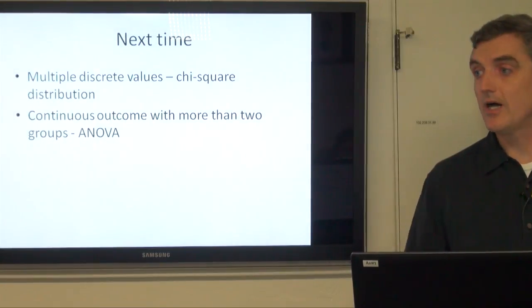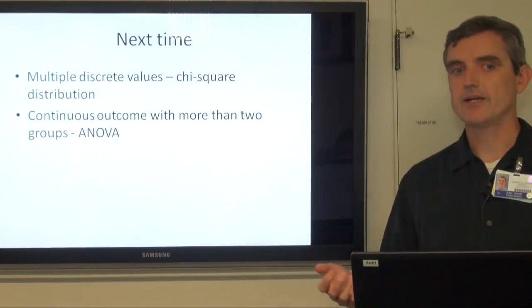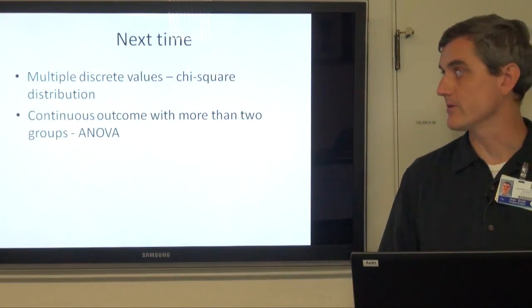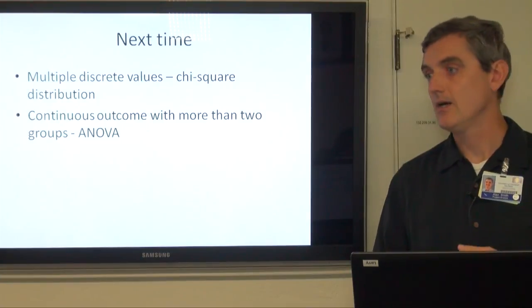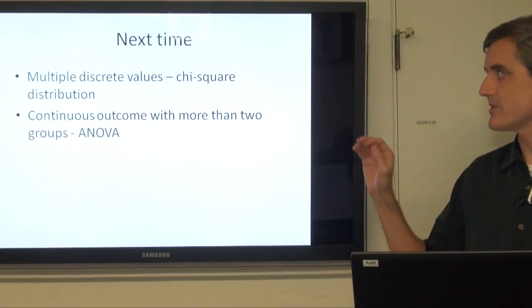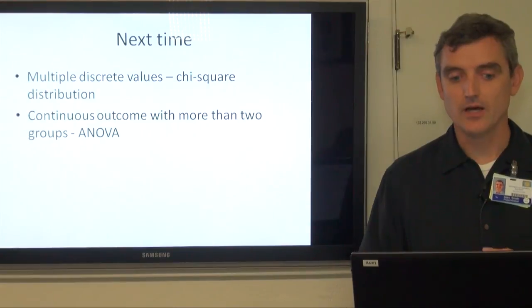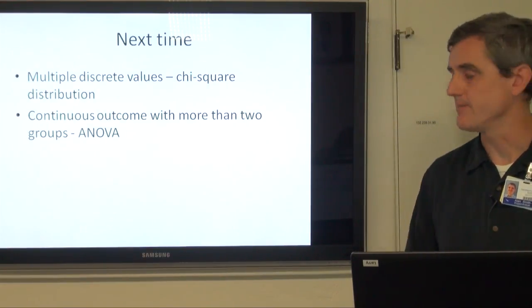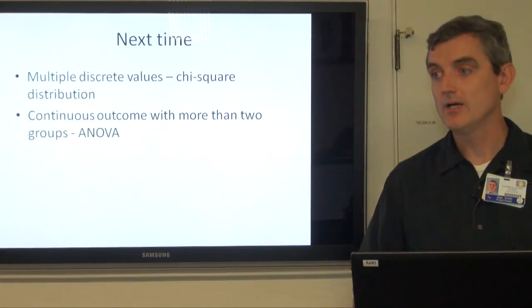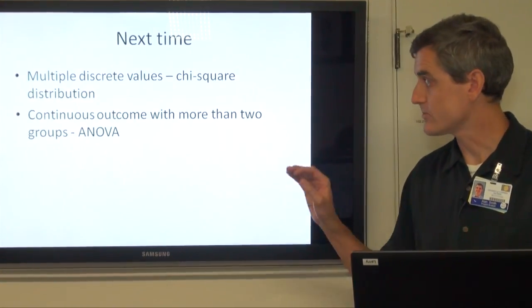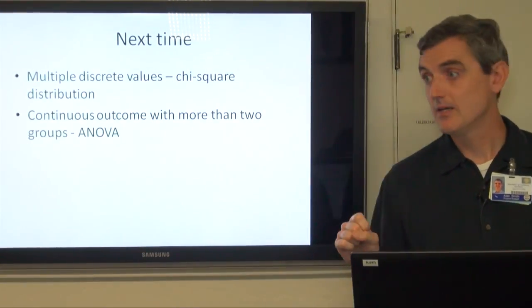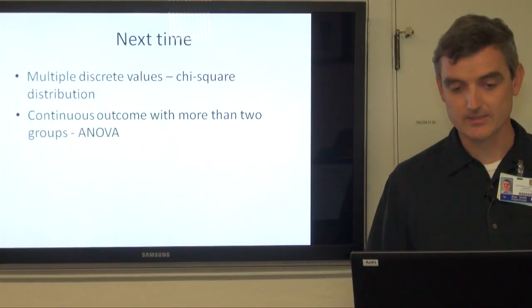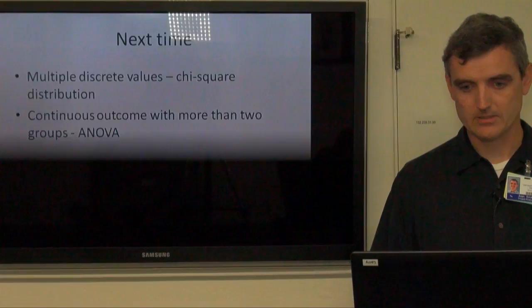And next time, we're going to go into kind of the next step where we have more than two groups or more than two discrete values. So multiple discrete values is where we're going to be using the chi-square distribution. And if we're going to evaluate a continuous outcome with 3 or more groups, that's when we're going to use analysis of variance. And that's where just kind of taking that next step beyond the t-test. I think that's all I have.